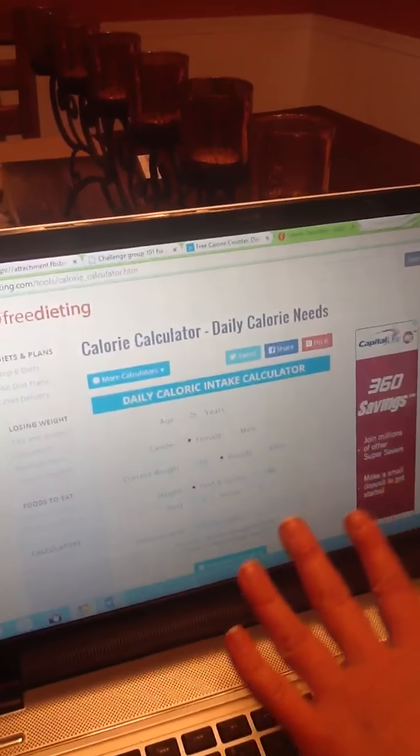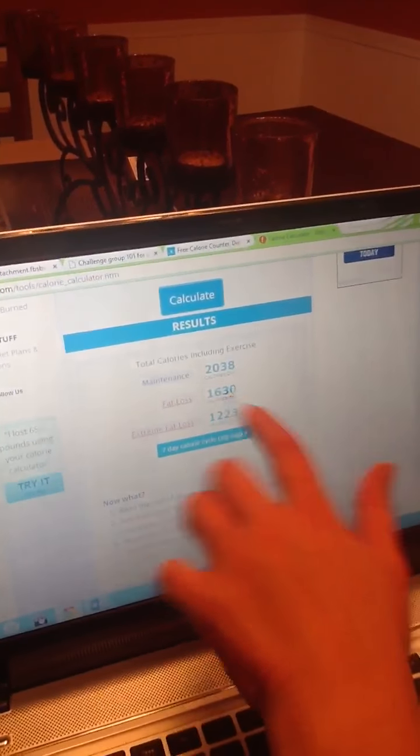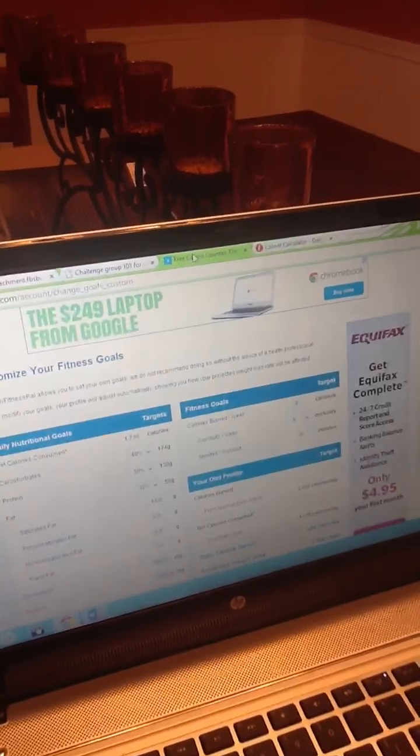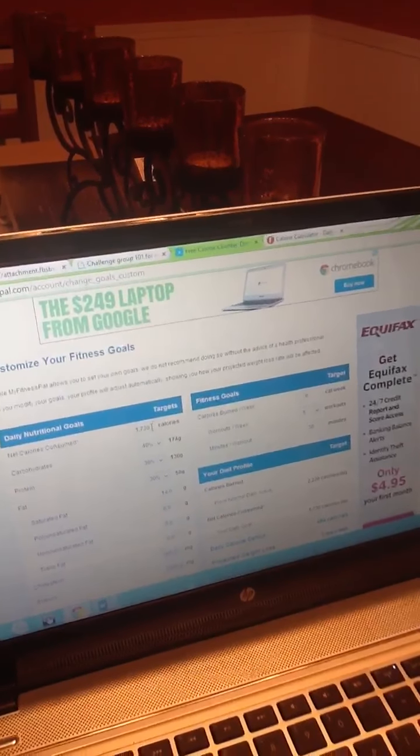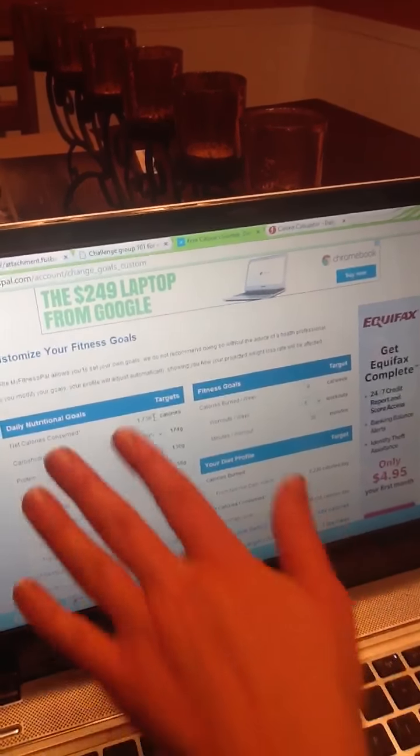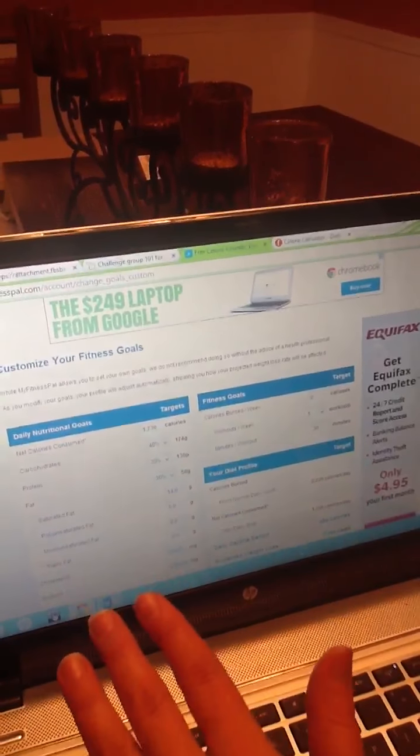Okay, so that is the first step that you're going to do. You're going to put in your stats. You're going to go ahead and get that middle number. Now you go back to MyFitnessPal. My number happened to be 1736. You're going to have ratios automatically fill in when you do that.